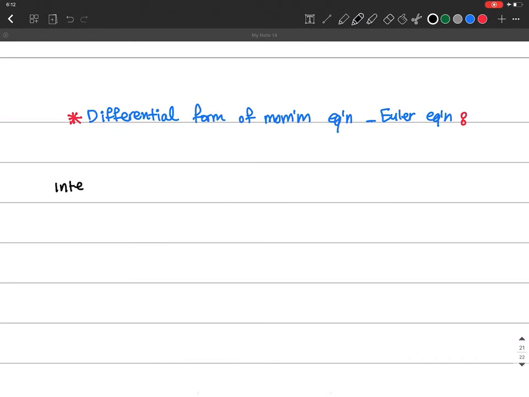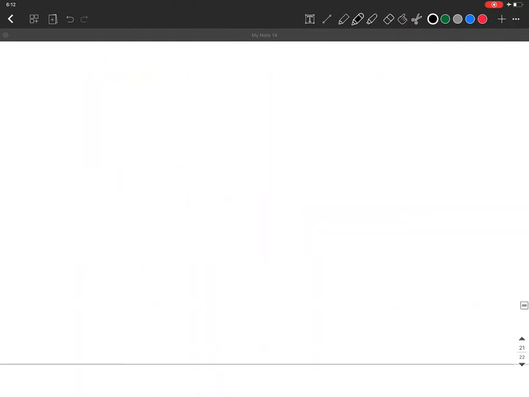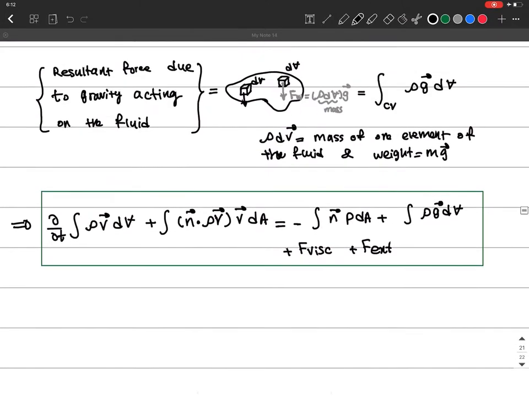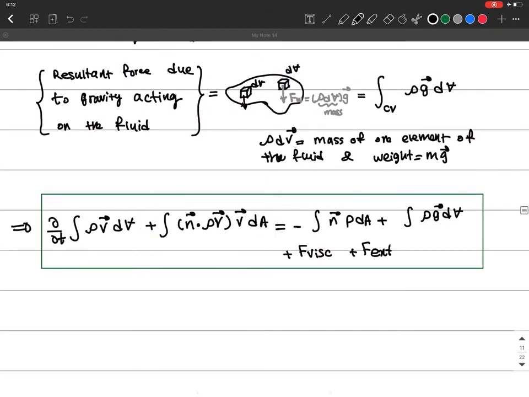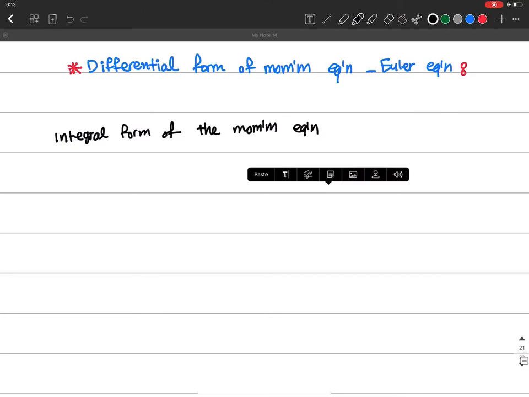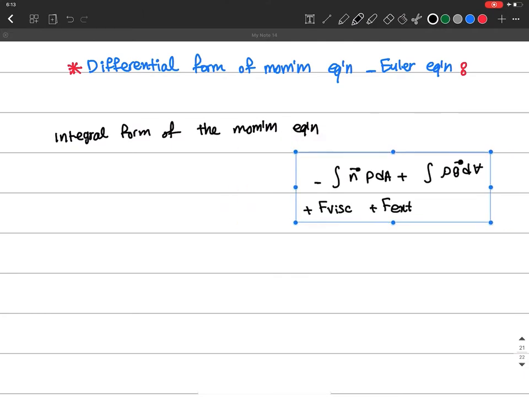So first, we get started by writing the integral form of the momentum conservation equation. We have done it before, so I'm just going to copy that. This whole thing is the integral form of the momentum equation. So this is the right hand side, and then the left hand side I'm just going to write down.